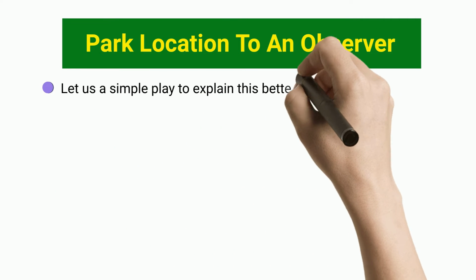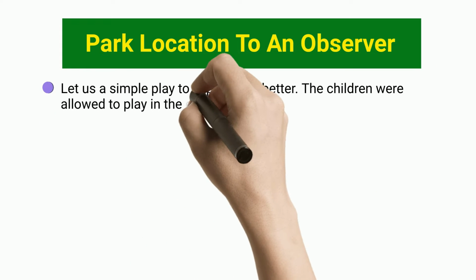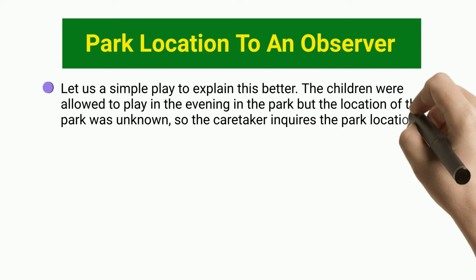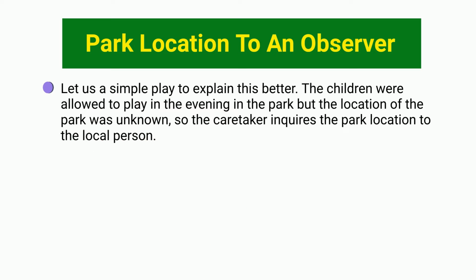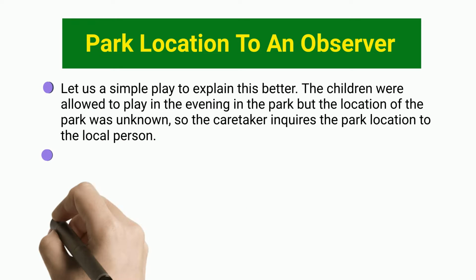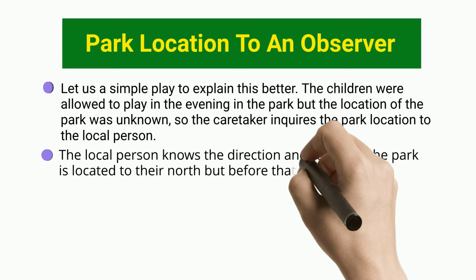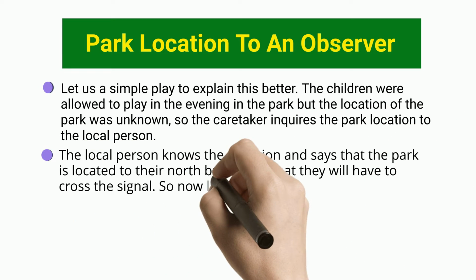Park location to an observer. Let us take a simple play to explain this better. The children were allowed to play in the evening in the park, but the location of the park was unknown, so the caretaker inquires about the park location from a local person. The local person knows the direction and says that the park is located to their north, but before that they will have to cross the signal.